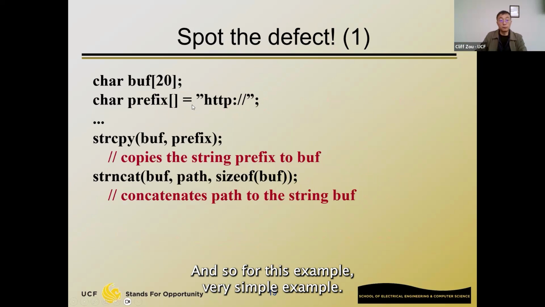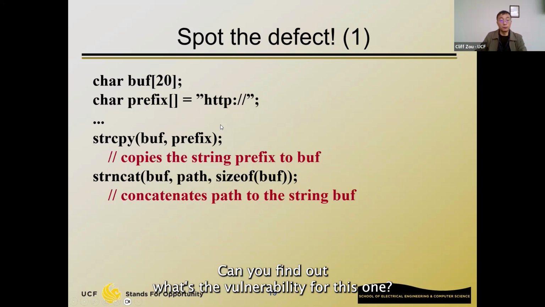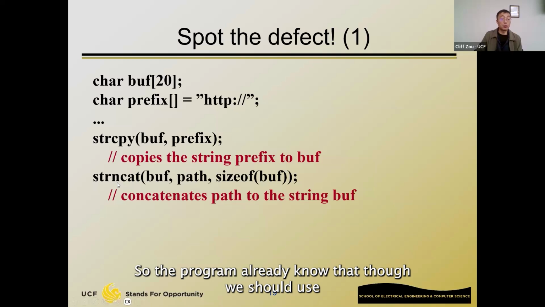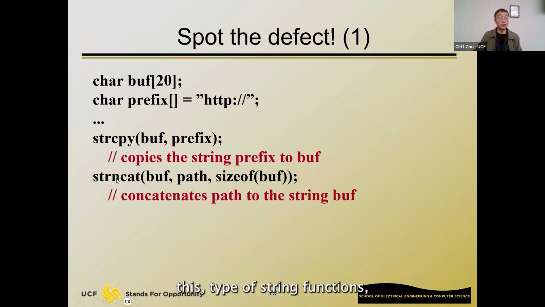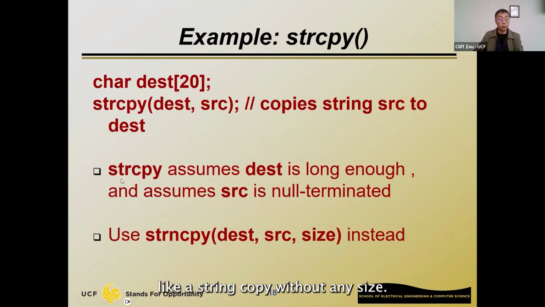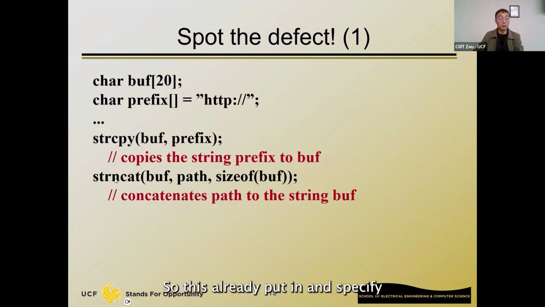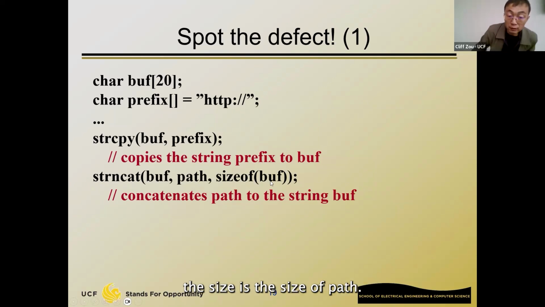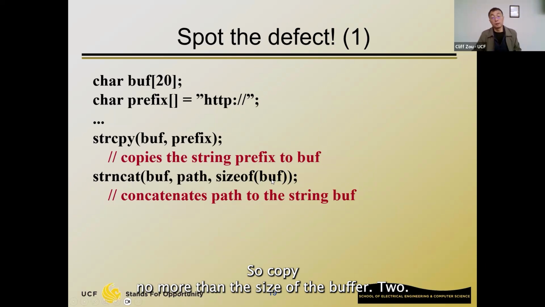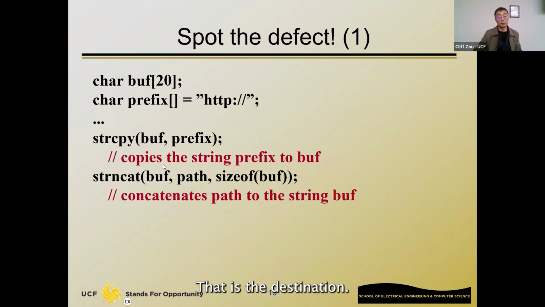And so for this very simple example, can you find out what's the vulnerability? This uses a string strncat. So the programmer already knows that we should use this n type of string function, like strncpy instead of string copy without a size limit. This n will specify how many bytes you allow to copy. So here the specified size is the size of buff, so copy no more than the size of the buff to this destination.